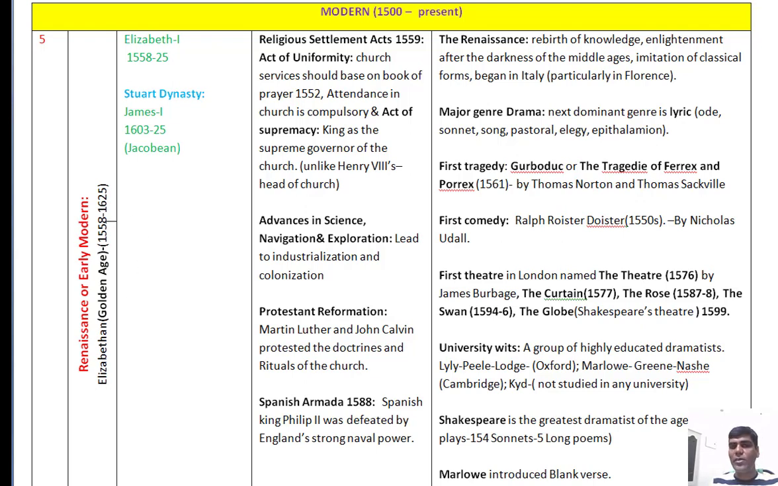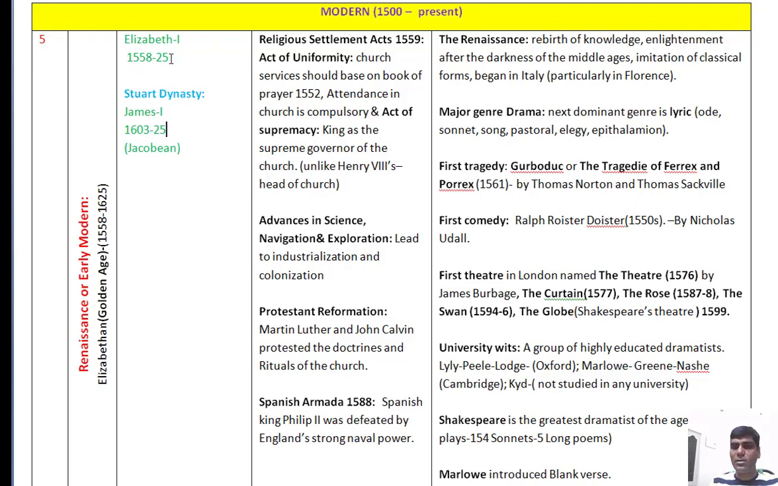So particularly from 1558 to 1625, from the accession of Queen Elizabeth to the James I period. Sometimes this James I period is also known as the Jacobean period, from 1603 to 1625. So I request you all to please memorize these dates. It's very important from the examination point of view.